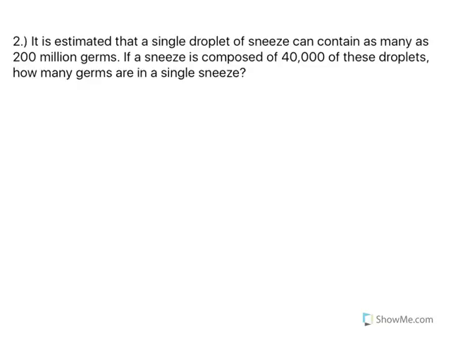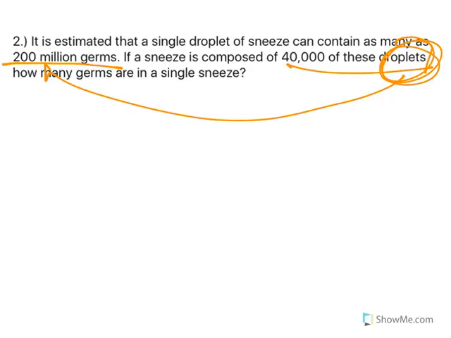Number 2, it is estimated that a single droplet of sneeze can contain as many as 200 million germs. All right, so 200 million in one drop. A sneeze has 40,000 drops. So each one of these drops has 200 million germs. So now I'm not divvying it up. What happens if I have 40,000? So now our number is just getting super big. So I'm going to take 200 million times 40,000.